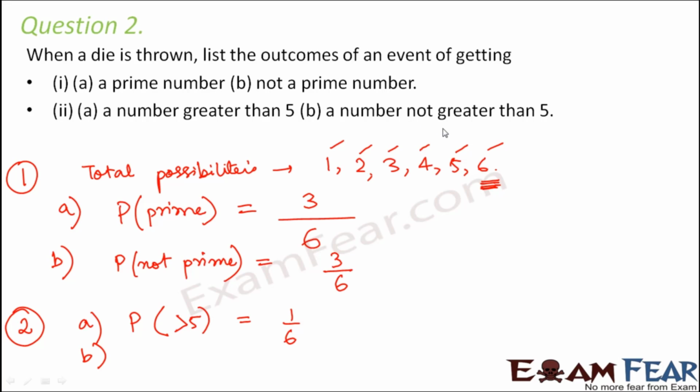Probability of getting a number not greater than 5. So 1, 2, 3, 4 and 5, all of these are not greater than 5. Therefore, the probability of getting a number not greater than 5 will be equal to 5 by 6 because we have 5 such numbers which are not greater than 5. So therefore, the total possibilities of getting a number not greater than 5 is 5 and this divided by the total possible outcomes which is 6. So this would be 5 by 6.